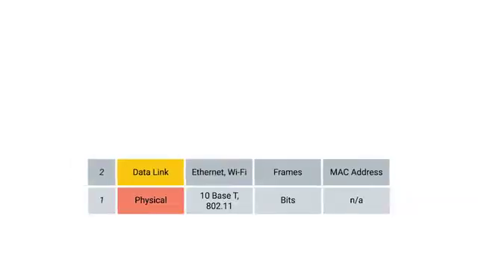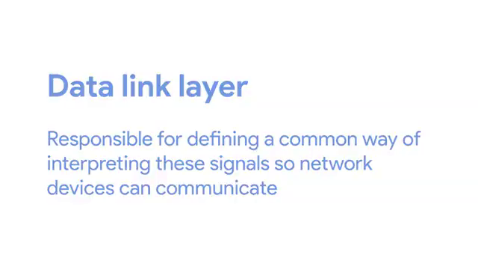The second layer in our model is known as the data link layer. Some sources will call this layer the network interface or the network access layer. At this layer, we introduce our first protocols. While the physical layer is all about cabling, connectors, and sending signals, the data link layer is responsible for defining a common way of interpreting these signals so network devices can communicate.